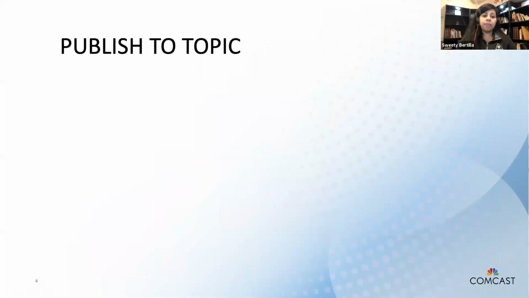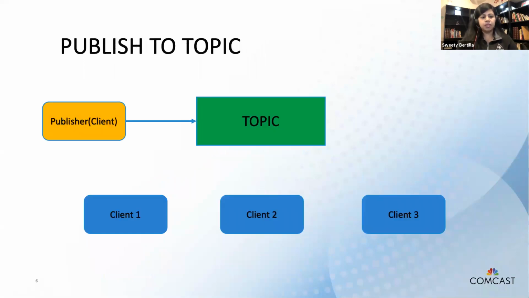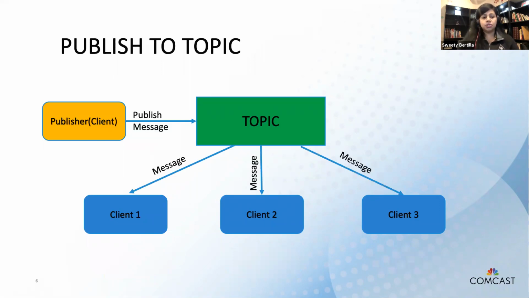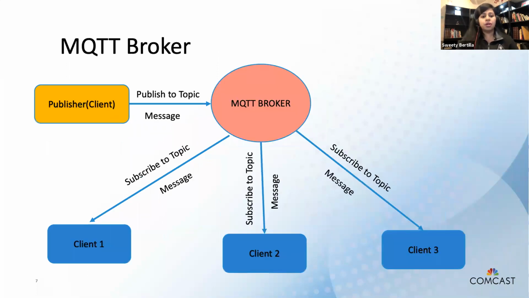Now let's talk about publishing to a topic. You see here the topic. A publisher is also a client. A publisher is publishing to a topic. Whoever is subscribed to the topic will receive all those messages. Here the publisher is publishing a message, and we already said that client 1, client 2, client 3 are subscribed to this topic, so they are receiving the messages. How are they receiving the messages? How is this communication happening? That's where the MQTT broker comes into place.